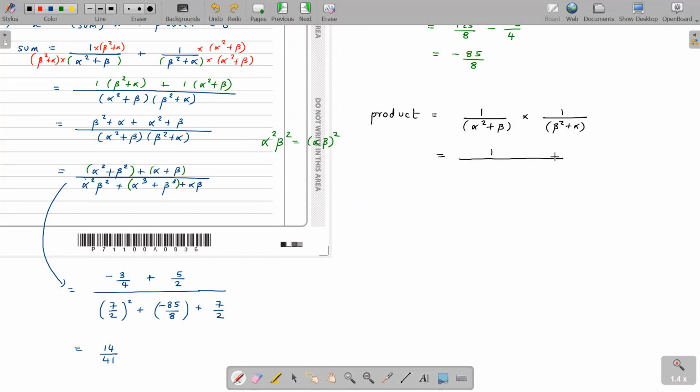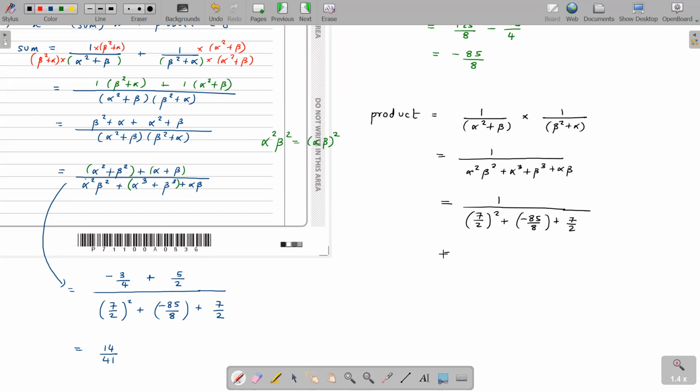The numerator is 1, because 1 times 1 is 1. The denominator, alpha square plus beta into beta square plus alpha, is done in the sum where I opened the brackets in the denominator, isn't it? So I have already written that as what? Alpha square beta square plus alpha cube plus beta cube plus alpha beta. So even those answers I have, right? Alpha square beta square was 7 over 2 whole thing square plus alpha cube plus beta cube is minus 85 over 8 plus alpha beta is 7 over 2.